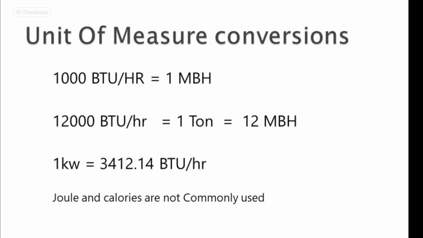Then we have to look into other derived units from British thermal units per hour. Please see the conversion on the slide. 1000 BTU per hour is equal to 1 MBH. 12,000 BTU per hour is equal to 1 ton, which equals 12 MBH. 1 kilowatt equals 3,412.14 BTU per hour. Joules and calories are not commonly used, maybe only in very old equipment. You can use any of these units as required.